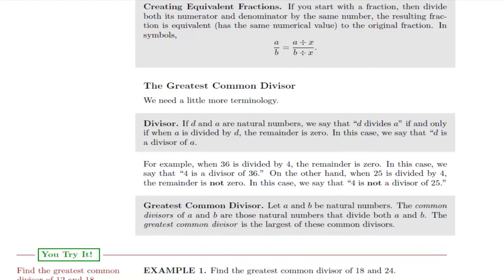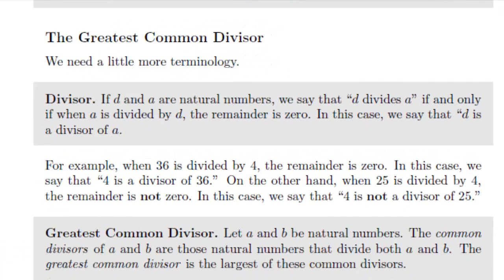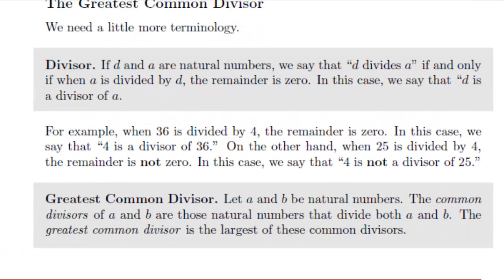The greatest common divisor. We need a little more terminology. Divisor. If d and a are natural numbers, we say that d divides a if and only if, when a is divided by d, the remainder is 0. In this case, we say that d is a divisor of a. For example, when 36 is divided by 4, the remainder is 0. In this case, we say that 4 is a divisor of 36. On the other hand, when 25 is divided by 4, the remainder is not 0. In this case, we say that 4 is not a divisor of 25.